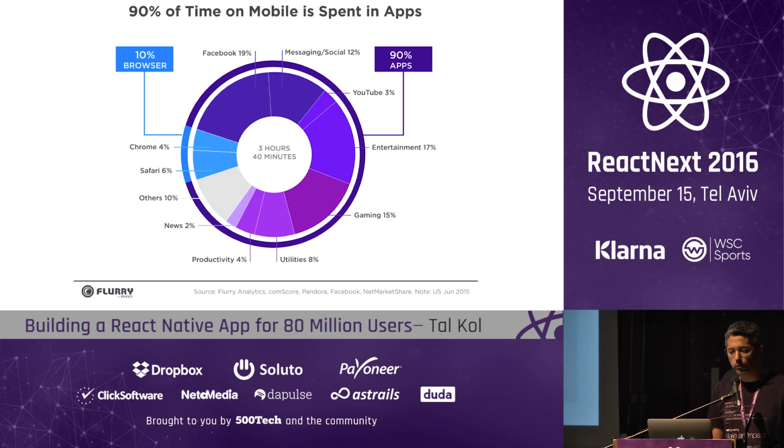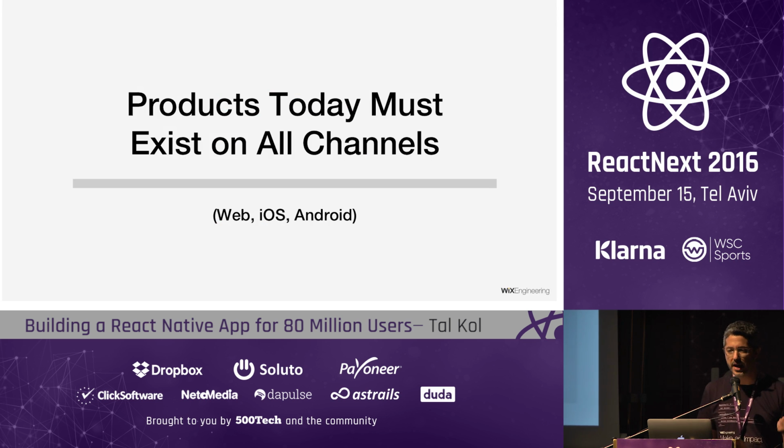So we have an obvious conclusion from all of that, which I hope you already know, and that's that product today must exist on all channels. And the channels are web, iOS native, and Android native. I'm not saying that mobile is more important than the web, but it's equally important, and you have to deal with it. So let's look at such a product as an example, and this product will be Wix.